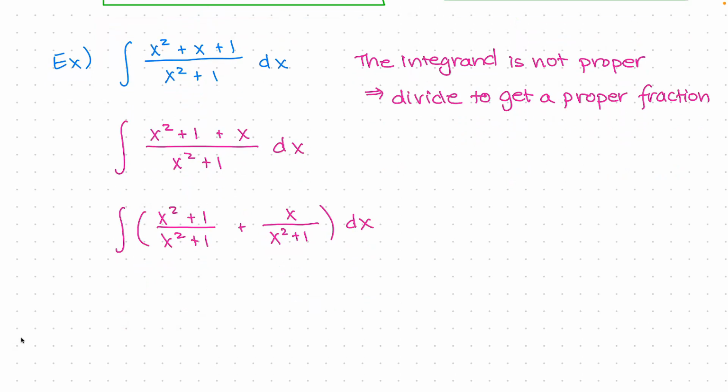So it's 1 plus x over x squared plus 1. And now, the antiderivative of the first term is easy. The integral of 1, that's x. But the second term now is a proper fraction. And do we have the derivative of the bottom and the top? Almost, that's right. We just need that 2, right?